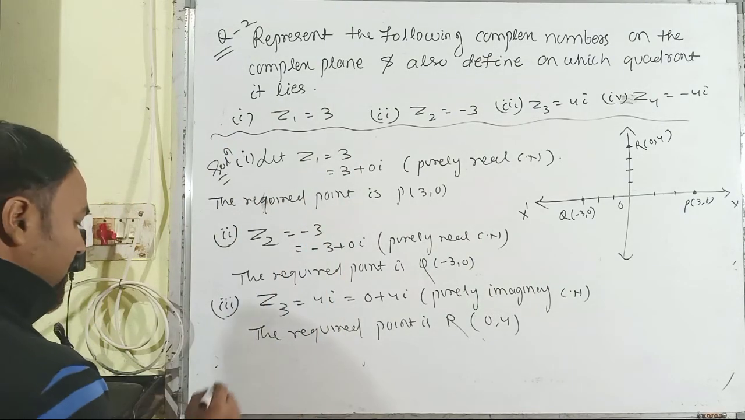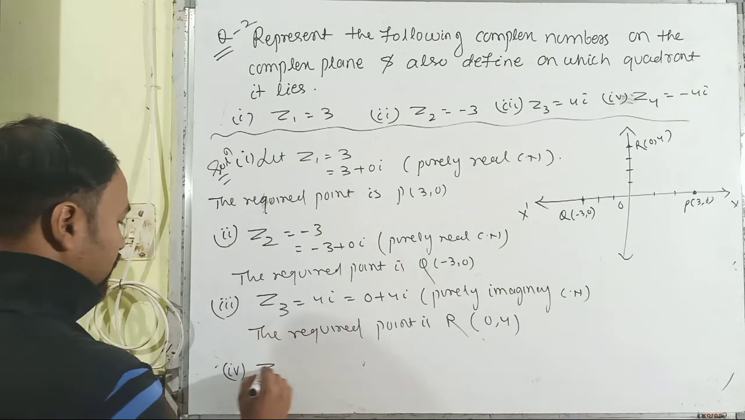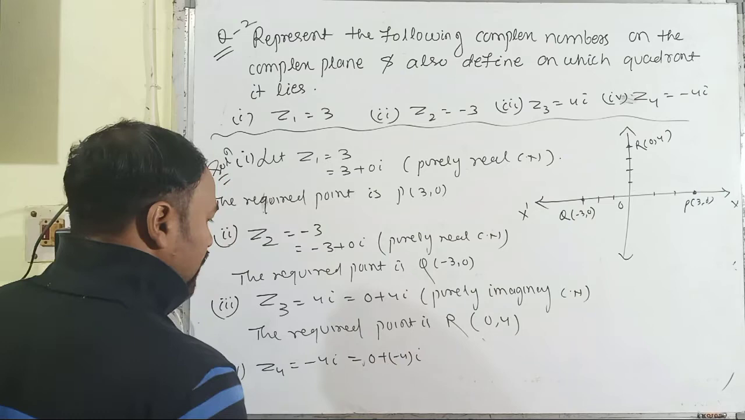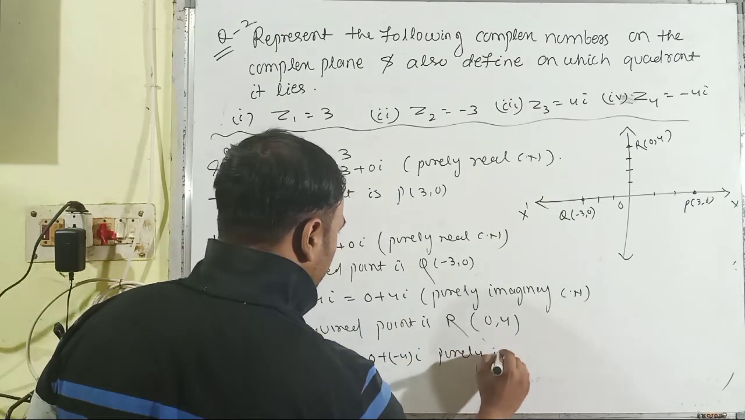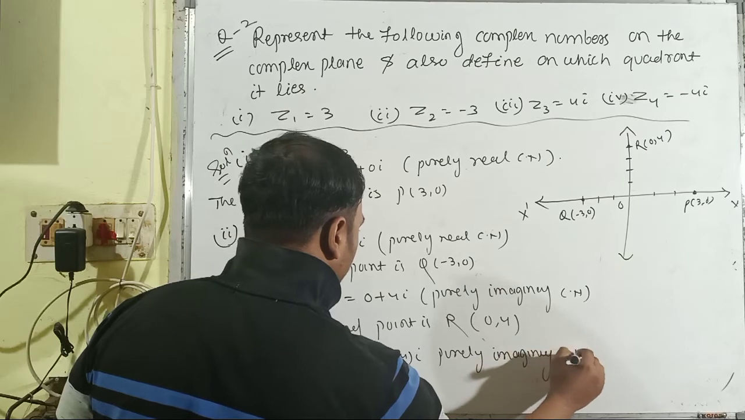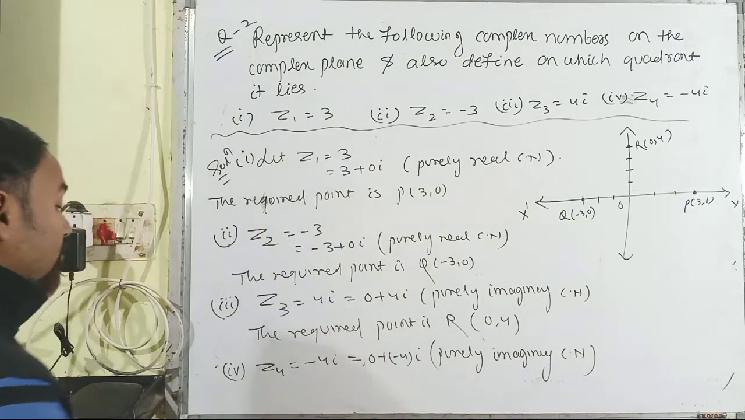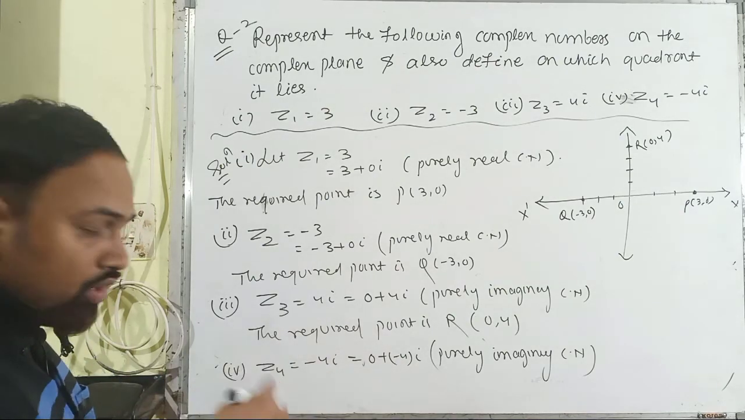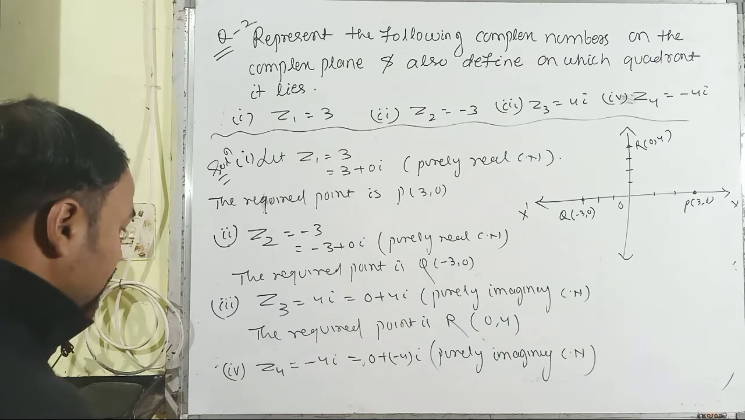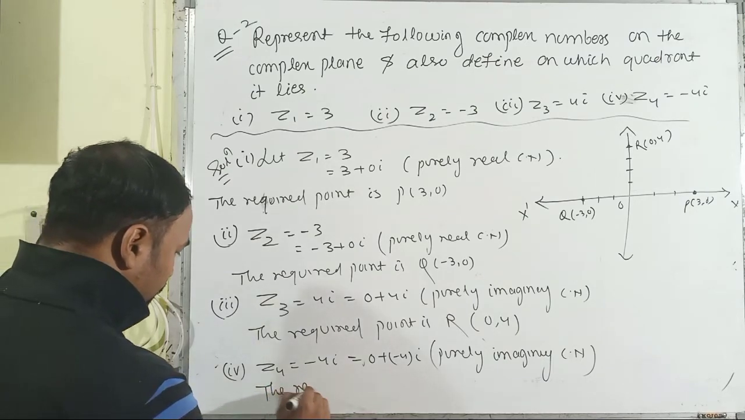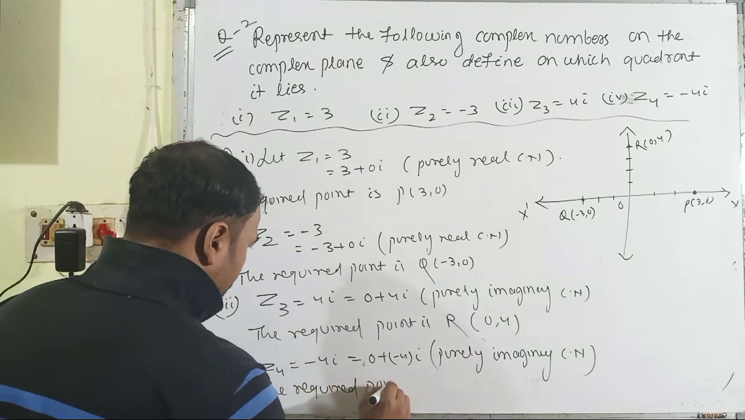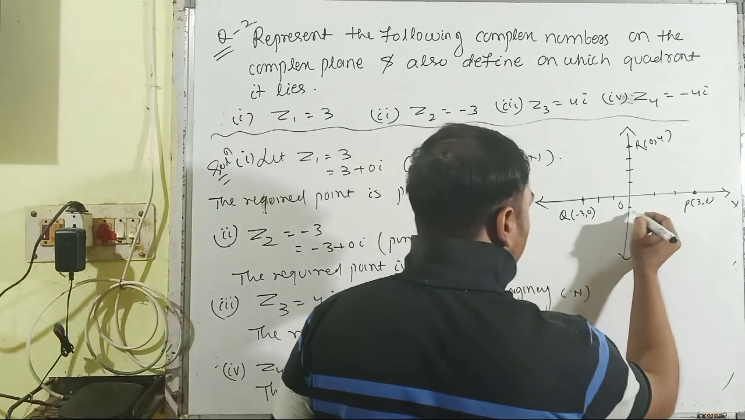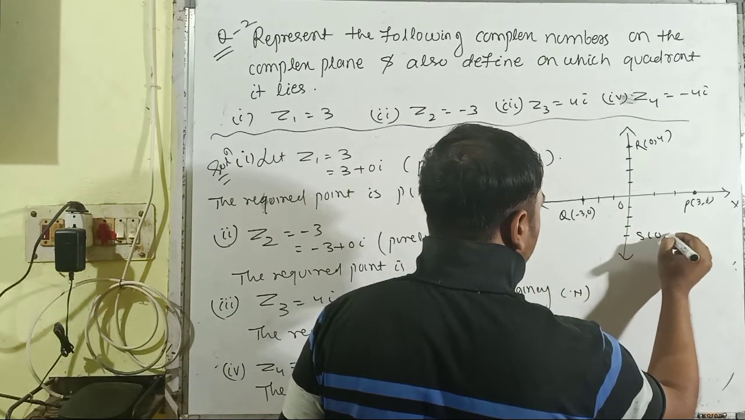Again, consider the last bit here. Z4 is equal to minus 4i, that means 0 plus minus 4i. It is also a purely imaginary complex number, but we focus on the sign of this purely imaginary complex number and it is negative. So it will lie towards the negative direction of the y-axis. That means the required point is S(0, -4) and here it is 1, 2, 3, 4, then that is (0, -4).